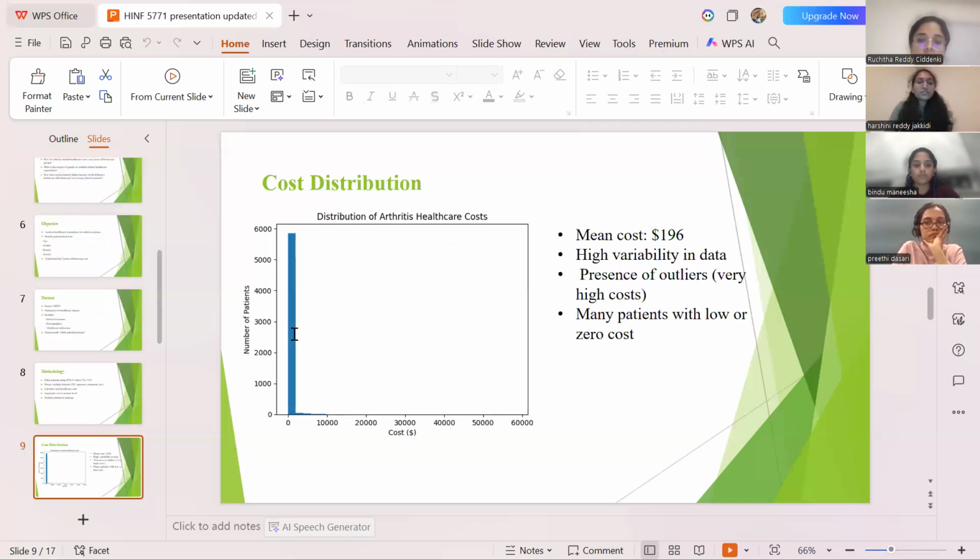Next one is the cost distribution. So this is the graph which we have got, and the average healthcare cost is around $196. We observed high variability in the data with some patients with very high cost, and at the same time many patients have low cost, which indicates uneven healthcare utilization.